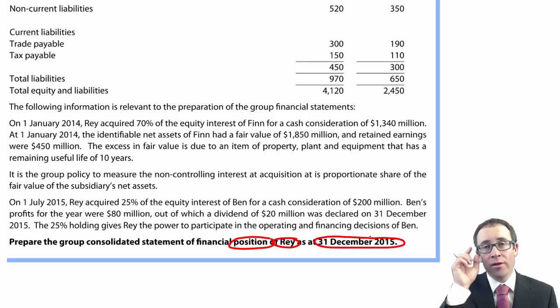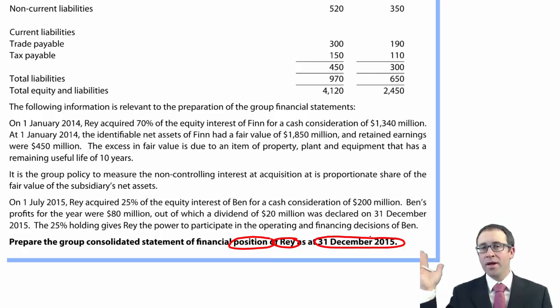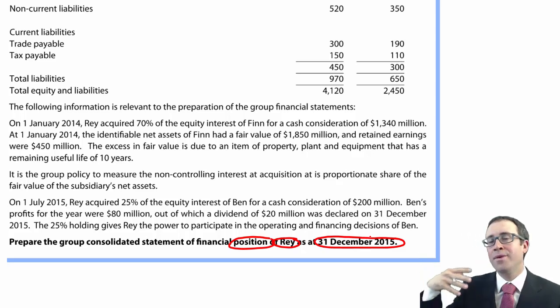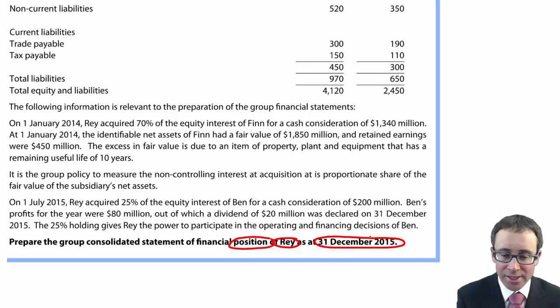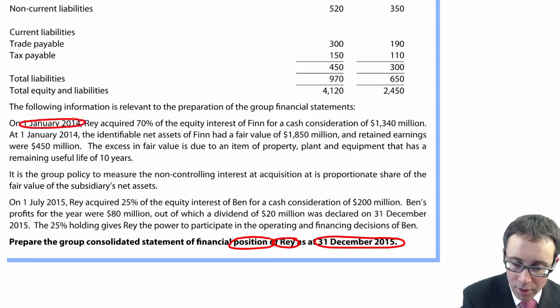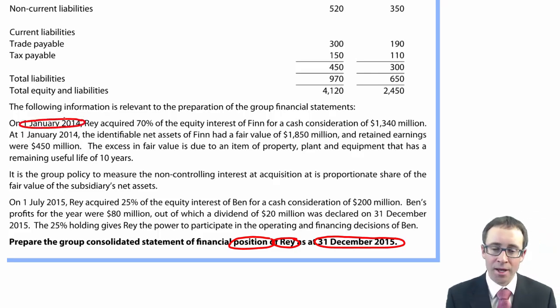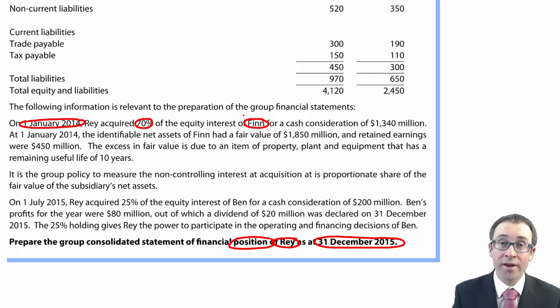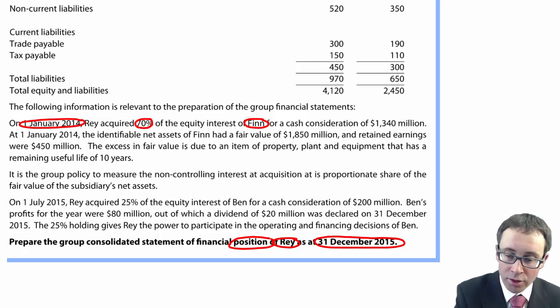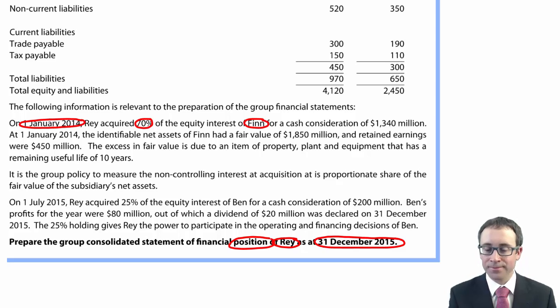The way that these questions tend to work, this is a very, very basic question. It's not P2 standard, but I'm trying to get P2 style into it. By that, all the information at the start of the additional information relates to the group structure. So it is everything to do with the group accounts. What you've got here is, on the 1st of January 2014, so that's 2 years ago, Ray acquired 70% of the equity interest of Finn. So Finn must therefore be the subsidiary, mustn't it? For a cash consideration of 1,340 million.